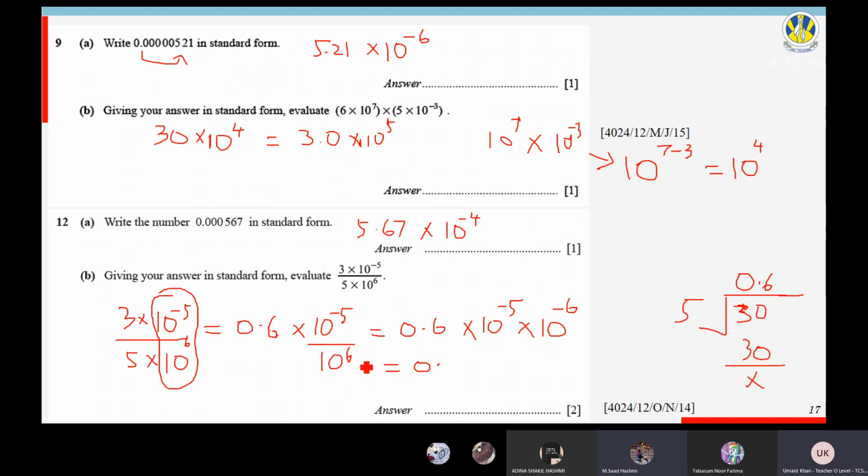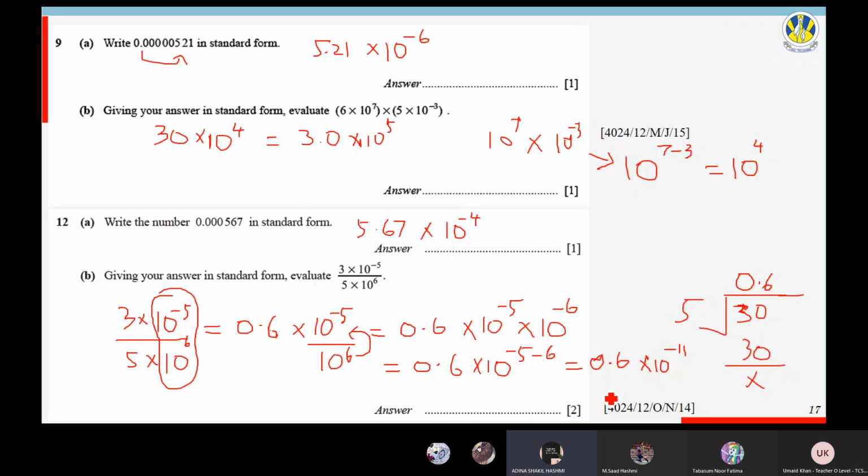6 will go upside because in standard form we have the 10 in the numerator, not in the denominator. Okay, yes, sir. 10 raised to power 6 will go up over here. So it will be 0.6 into 10 raised to the power negative 11. Minus 5 will be added to minus 6 and the result will be negative. So it will be 0.6 into 10 raised to the power negative 11. Is it the answer? Yes, sir.